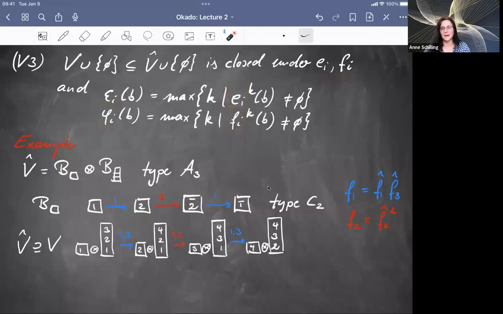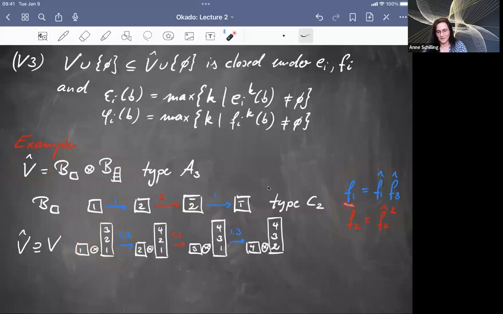So let us consider again the embedding of type C2 into type A3. Then as my virtual crystal, I'm going to take B box tensor B 111. The vector representation of type C2 is given by this crystal graph, and the claim is that we can model this using a virtual crystal by looking at this ambient crystal of type A3. So we start with the highest weight vector 1 tensor 1, 2, 3 in here, and then we apply these virtual crystal operators.